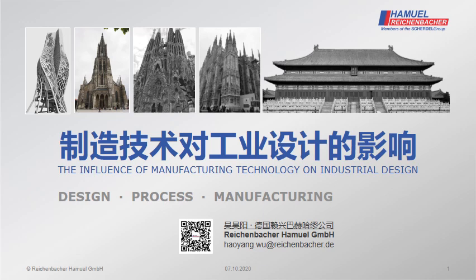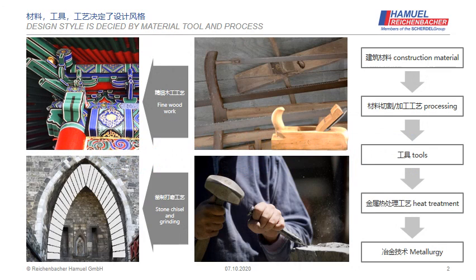And why the difference? Because both buildings are used for worship of the god, but the design type is quite different. And what is the reason? My answer is because of the manufacturing technology. For example, in China, we use quite a lot of wood for the very important architectures. And in European countries, there are also a lot of trees. So it's not a problem to obtain this wood for construction.